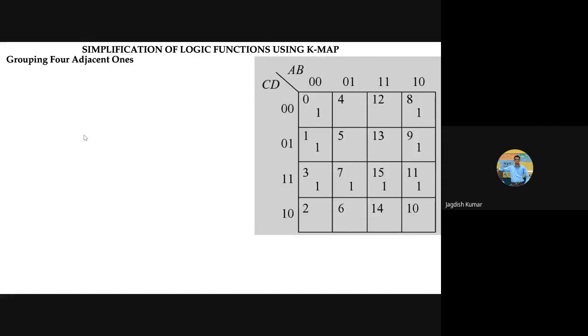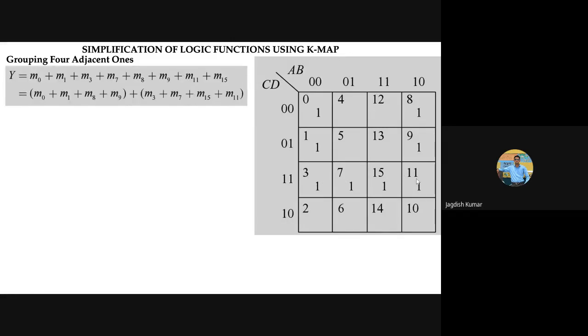Now, it's not that only pairs are important. In case you can form a group of 4 adjacent ones, that is also a great thing. Let's see it with the help of an example directly. Suppose we have a K-map here, and in this K-map there are some pairs and some ones as well. You can see there is 1, 1, 1, 1, a full row containing all ones. So we can make a group of 4, and such groups of 4 are interesting.